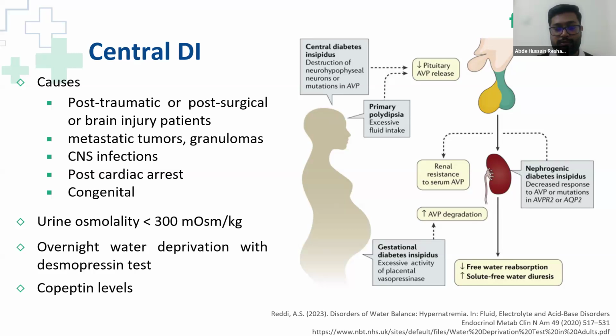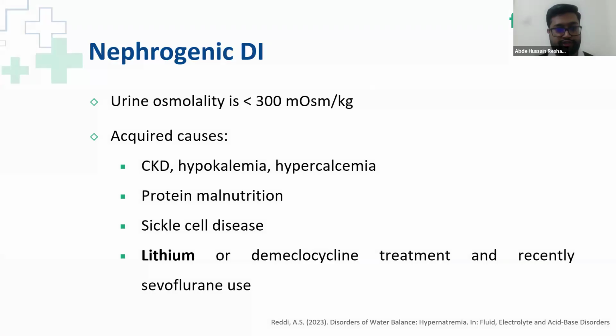Whereas in nephrogenic DI, even though the vasopressin is being released, the kidney cells or the aquaporin receptors that help regulate the functions of AVP are resistant to it, and so we do not observe any effects of AVP, although it is present in normal levels. So in nephrogenic DI, the urine osmolality here is again less than 300 milliosmoles per kg.